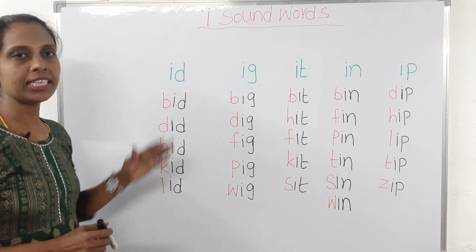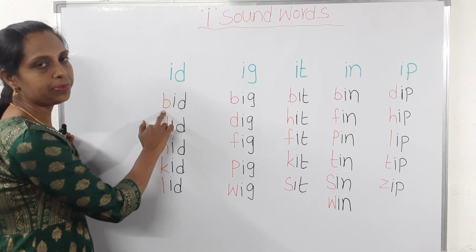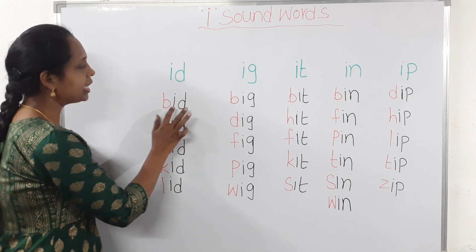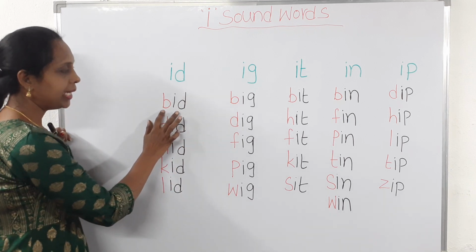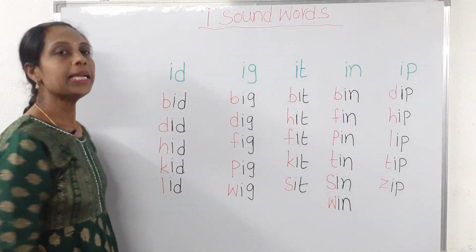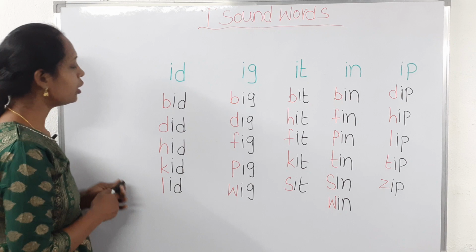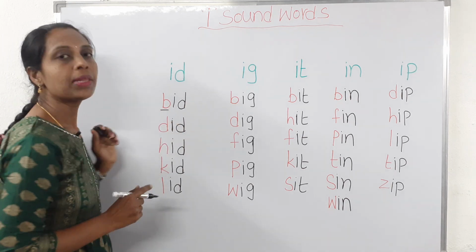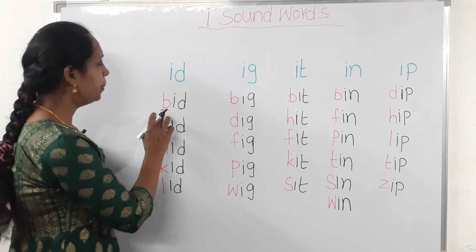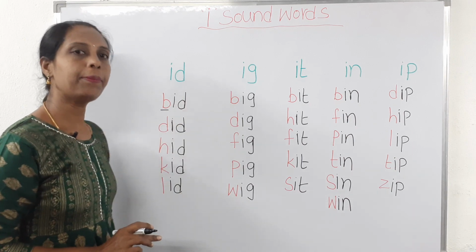Next, we can add some more letters to these id words. See here. What is the first letter? B, I, D. We can add B letter to id. B, I, D, bid. What is the sound of B? B. B, E, D, bid. B-I-D, bid.